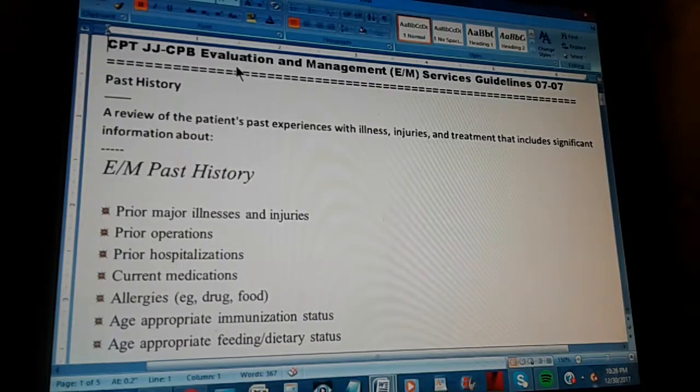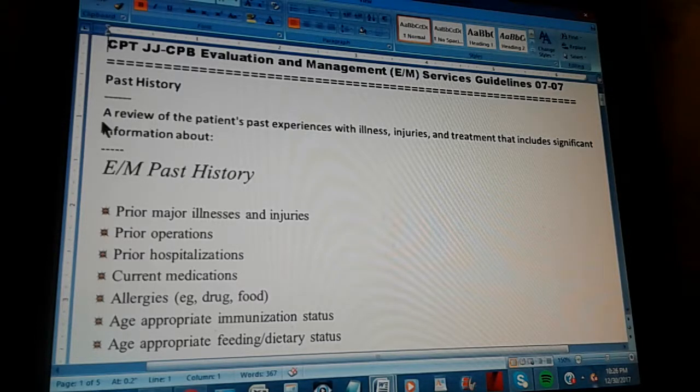CPT JJ-CPV Evaluation and Management E&M Services Guidelines, page 7, part 7. Now we are looking at the theory about the guidelines for the codes, for E&M codes. And now we're going to focus on past history. Well, what is it?